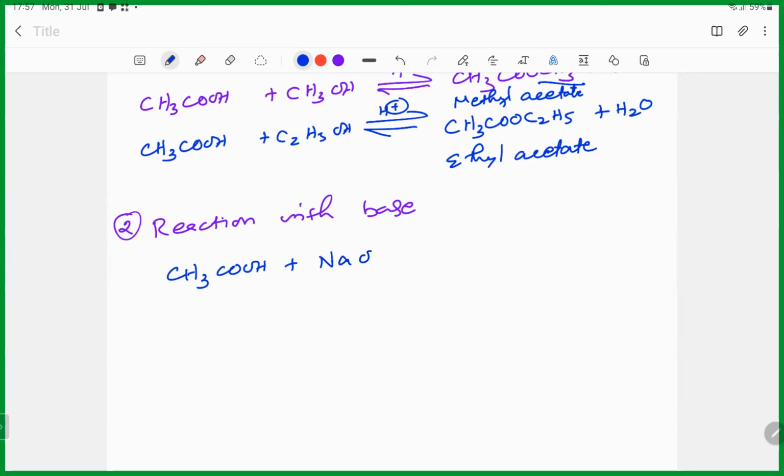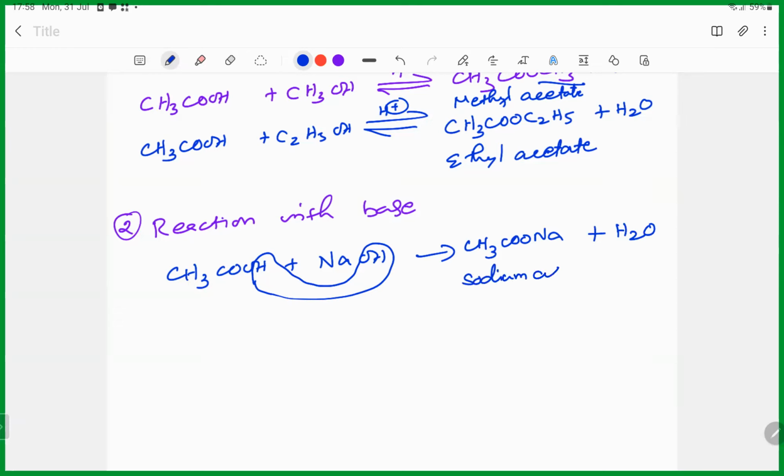and sodium hydroxide. What will happen? Same way, it will give CH3COONa plus H2O. This is sodium acetate. And then reaction with carbonate and bicarbonate. Hydrogen carbonate or bicarbonate.